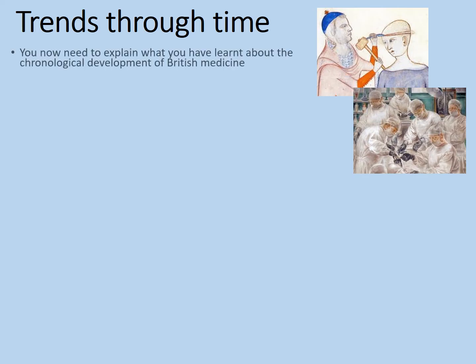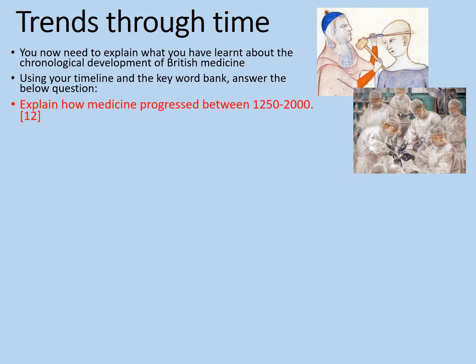Trends through time. You now need to explain what you have learnt about chronological development of British medicine. The text here is going to be pretty small, so if you're not already watching this full screen, I recommend you do so. Using your timeline and the keyword bank, which I will put up shortly, answer the question below. Explain how medicine progressed between 1250 and 2000. This is equivalent to a 12-mark answer in the Edexcel specification.